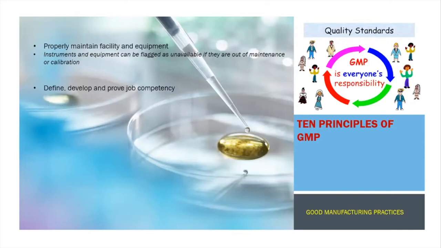Define, develop, and prove job competency. How? By preventing individuals from carrying out a specific task if they do not have a valid training record. If I'm working in an analytical laboratory, I just cannot go into the production area and start operating a tablet press or an encapsulator or start a blending process. You have to have the particular training record for whatever process you are doing.